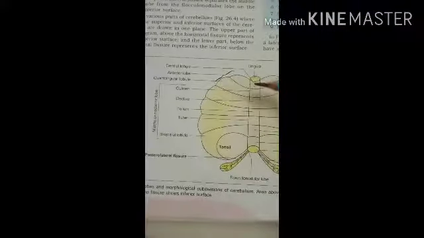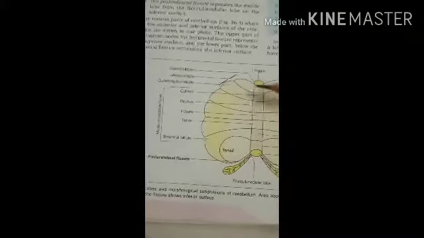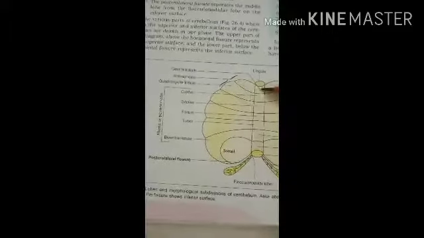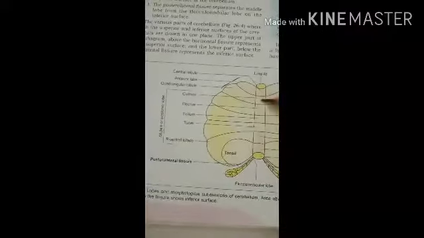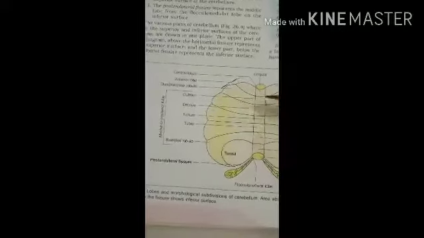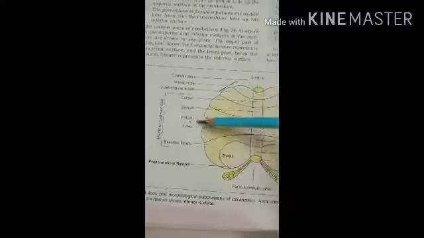Below it, the other part of the vermis is called the central lobule. Then below it, the third part is called the culmen. Here you can see, this is the culmen. Then the fourth part is called the declive. Then the fifth part is called the folium.